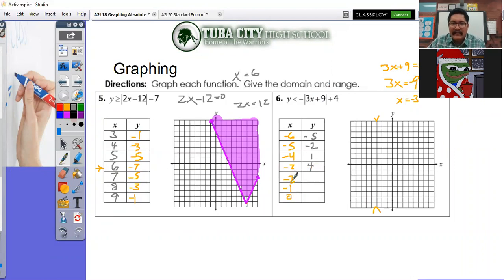And here I got -2, so plug in -2, so that would be 3 times -2. That would be -6 plus 9, which would be 3, and it's going to be made negative by this one here outside. -3 plus 4 is 1. -1 times 3 is -3. 9 minus 3 is 6. Make it negative. -6 plus 4 is -2.